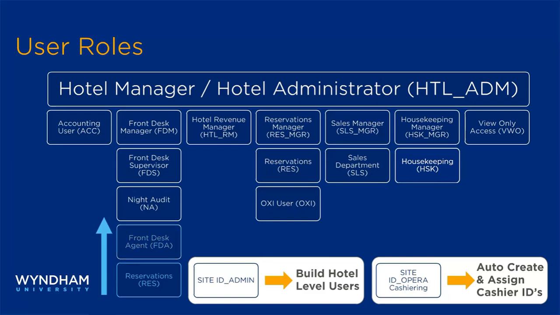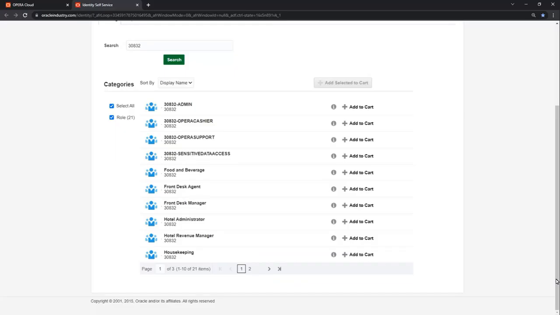For example, a night auditor would need the RES reservation, the FDA front desk agent, the NA night audit, and the OPERA cashier roles assigned. Based on the user's job responsibility, locate the roles needed for the user. It may be necessary to use the page links at the bottom to view more roles.